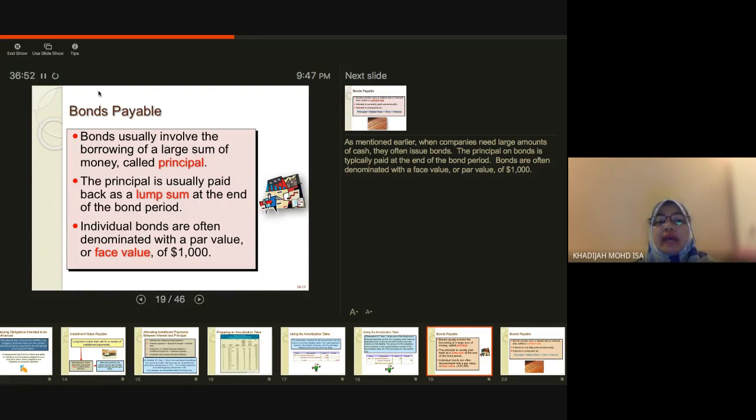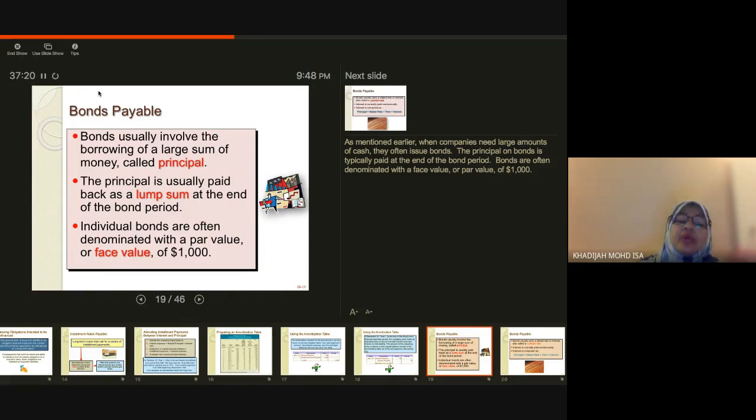So say you get 100,000. But this bond you have to pay in the future. Pay back to the bondholder. So that's why bonds become payable. So you need to debit your cash because you receive cash, but credit your bonds payable because you have to pay the bonds later. Could be 3 years, 4 years later. It could be 10 years later. It depends on the bond. So it becomes a bonds payable.